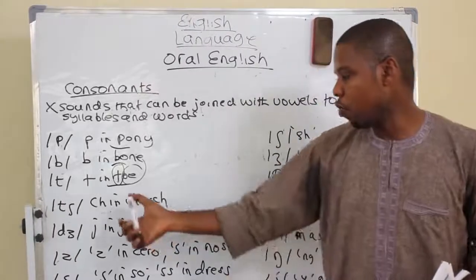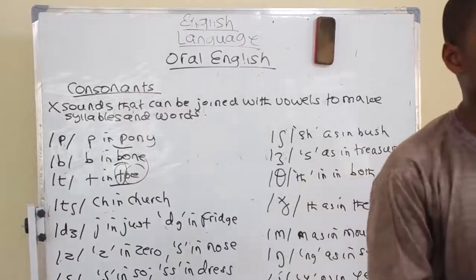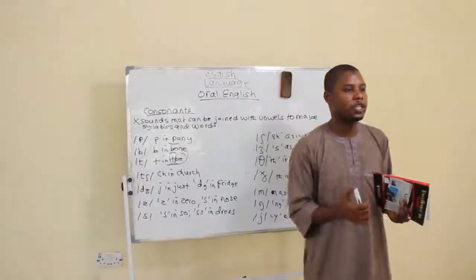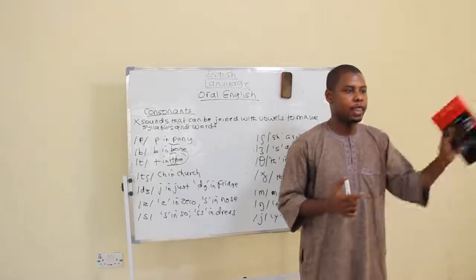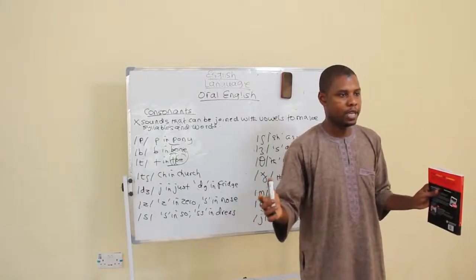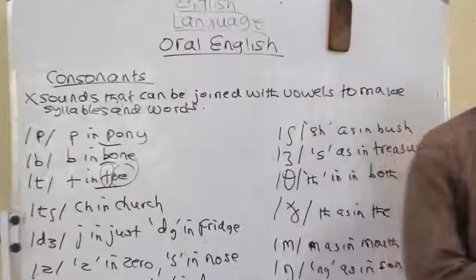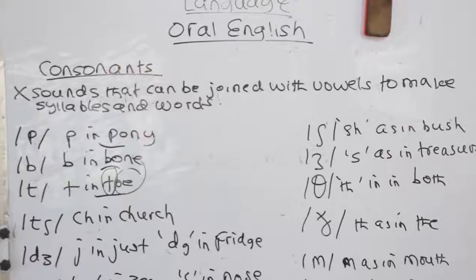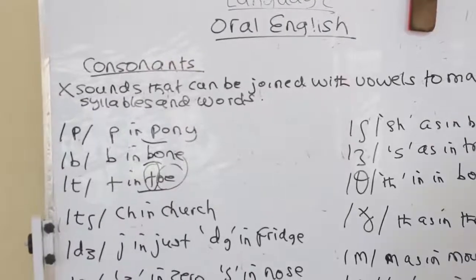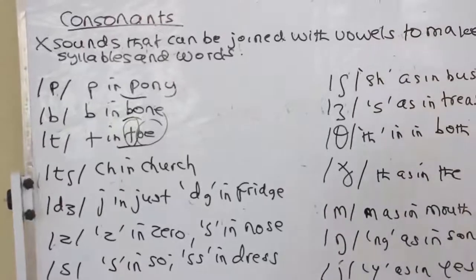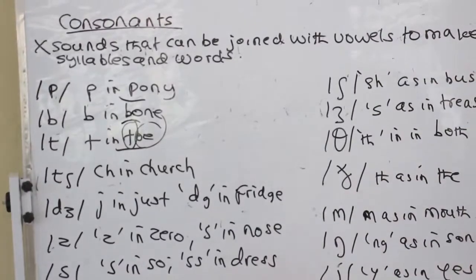Now, this is pronounced as ch, and you find it in words like church or butcher, at the beginning and at the end. Now, the next one is called the j sound, pronounced as j, and you find it in words like just and fridge. It's a voiced sound.